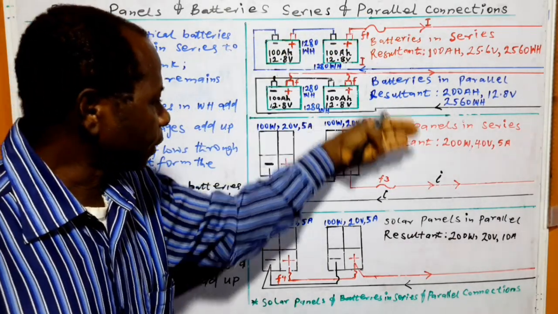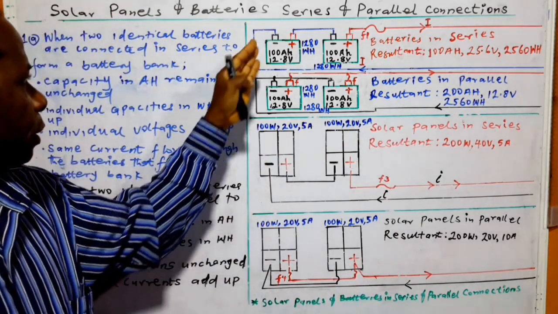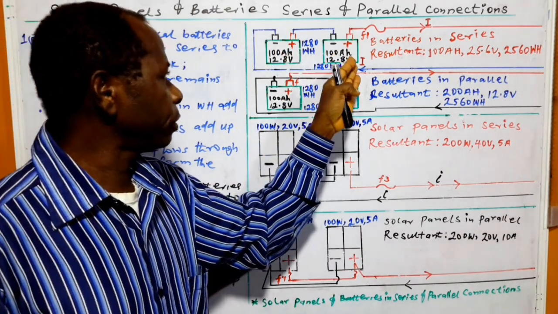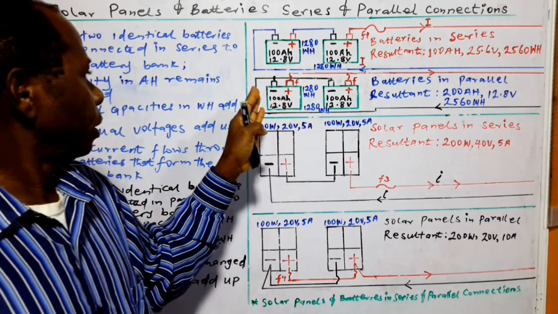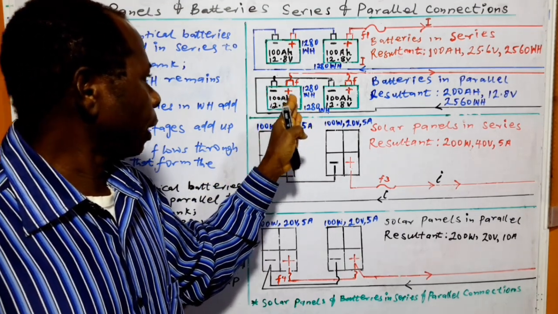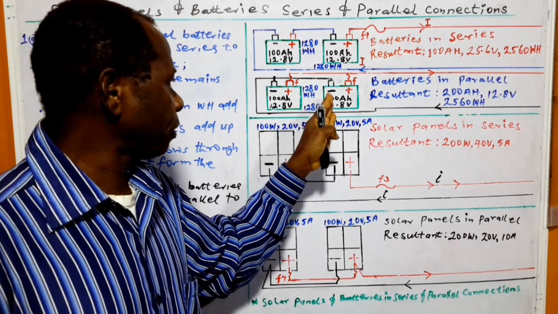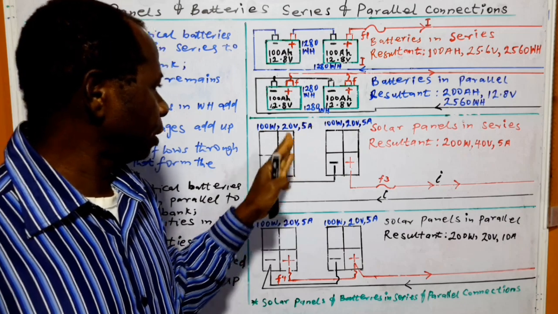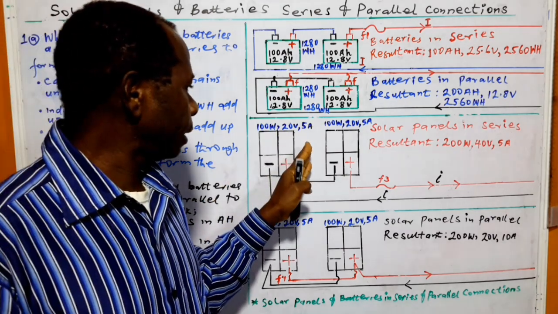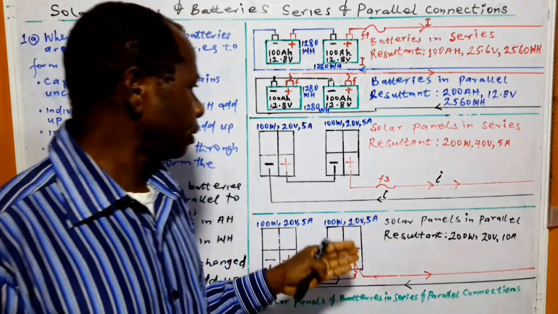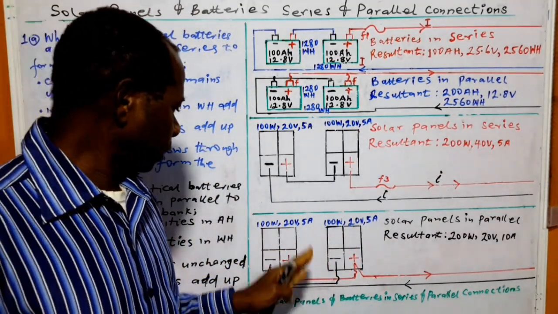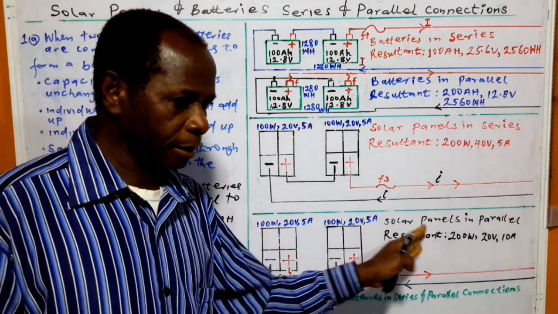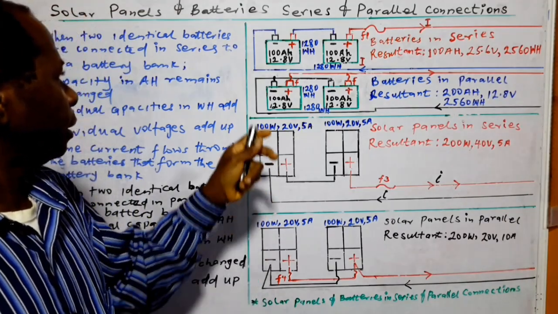We have four cases here. The first case is where we have two identical batteries in series. The second case, we have two identical batteries in parallel. The third case, we have two identical solar panels in series. And the fourth case, we have two identical solar panels in parallel.